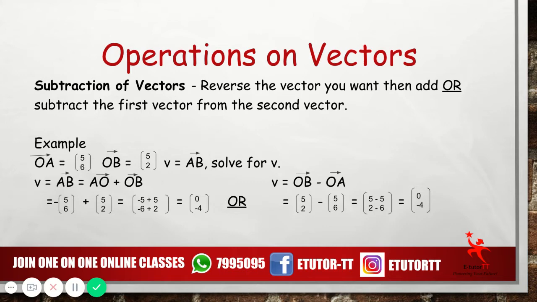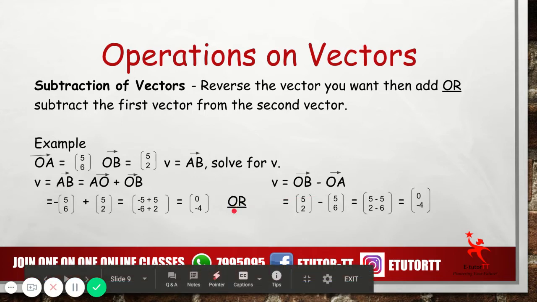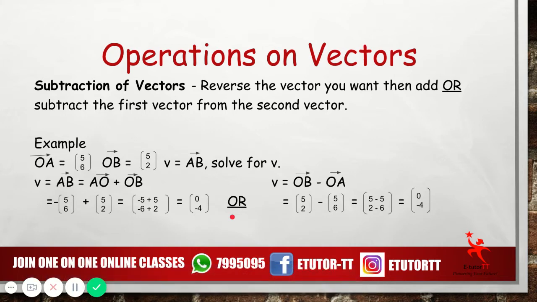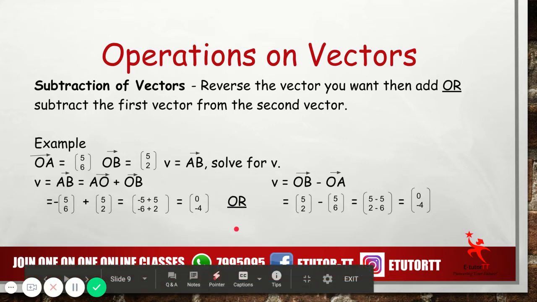Subtraction of vectors. Reverse the vector you want, then add, or subtract the first vector from the second vector. For example, vector OA equals 5, 6. Vector OB equals 5, 2. V is equal to vector AB. Solve for V. So they told you V is equal to vector AB, and we know vector AB is equal to vector AO plus vector OB. However, we were given vector OA, not vector AO.